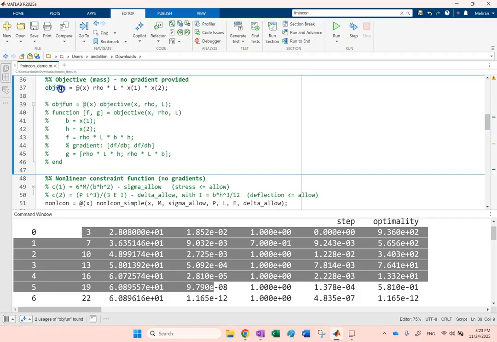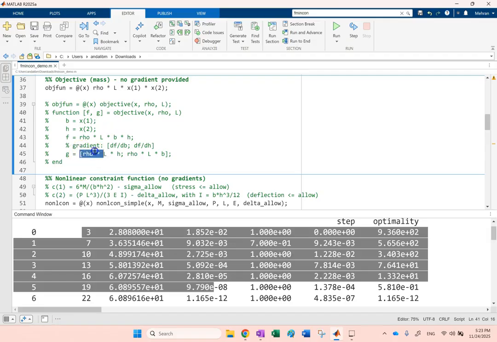It says, hey, the objective function is at x of objective, x, r, and l, very similar. But instead of using a simple anonymous function, now for this objective, you write a function. Now, what does this function return? Instead of just returning a single number, it returns f and g, where f is the cost function, g is the gradient of it. And you see, this is the same cost function as you had up there.